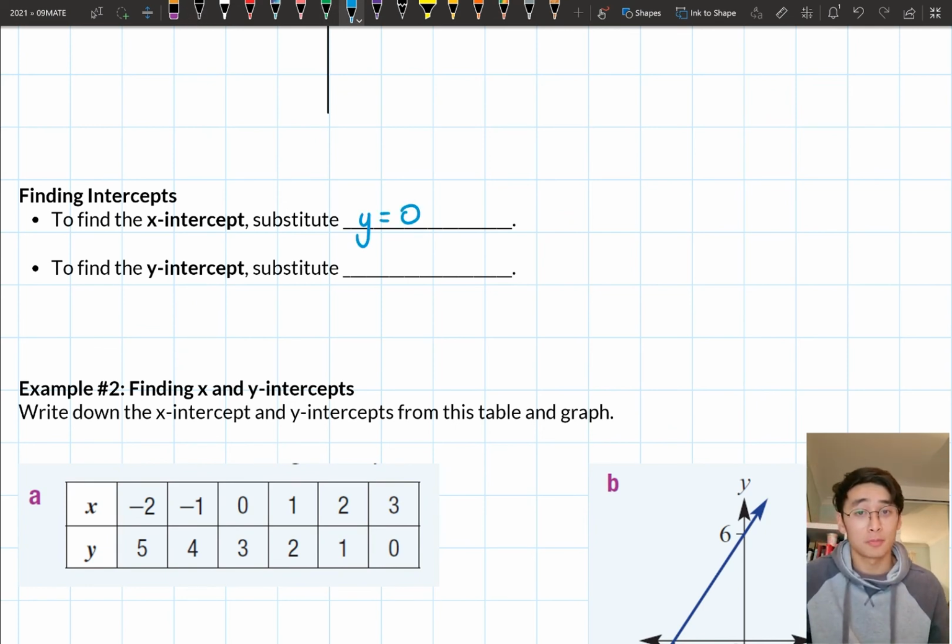Y is equal to 0. Now, you might be thinking, well, why is that? And actually, let me fill this in before I tell you why. And we want to find the y-intercept. We want to find where x is equal to 0.